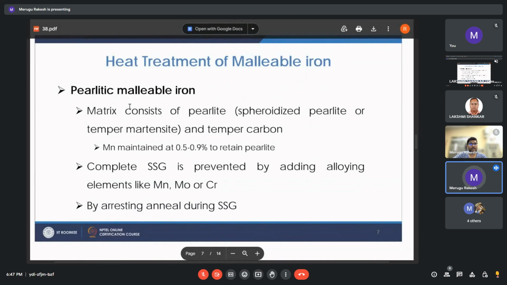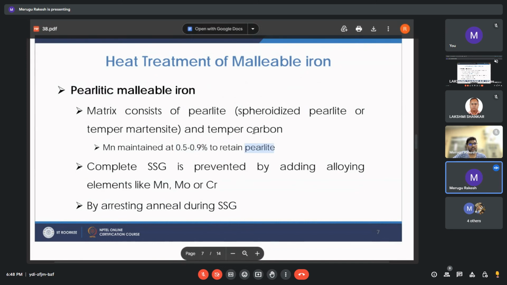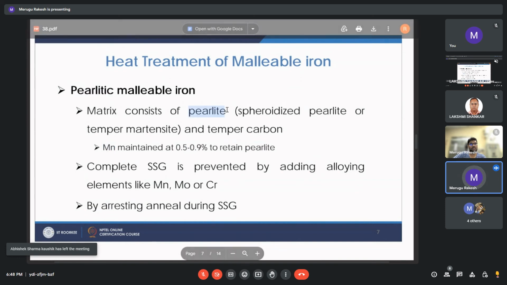We have pearlitic malleable iron as well. If you want to get a pearlitic structure, we have to add magnesium, about 0.5 to 0.9%, in order to retain the pearlite in the structure. This is one of the agents used to retain the pearlite, and it shows in the cooling curves as well. The initial phase is pearlite, so we have to hold for a long time, and the cooling should be more in order to promote retaining the pearlite.